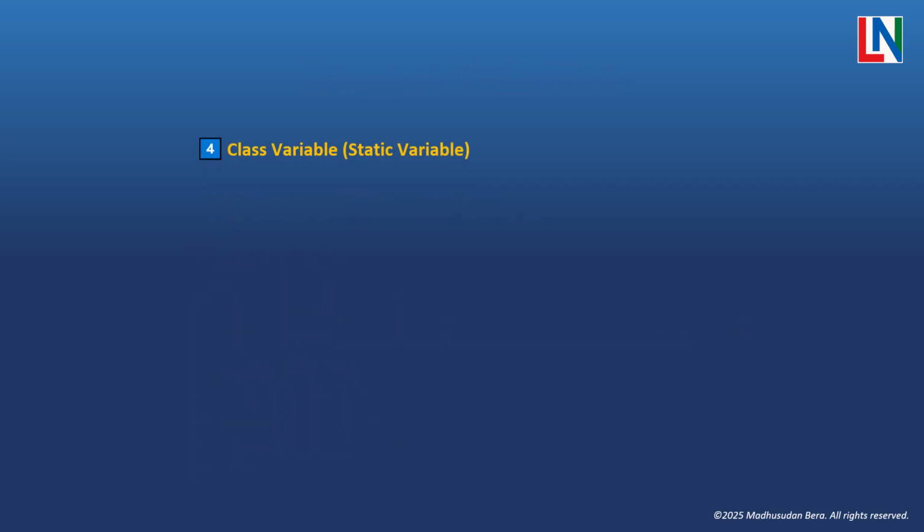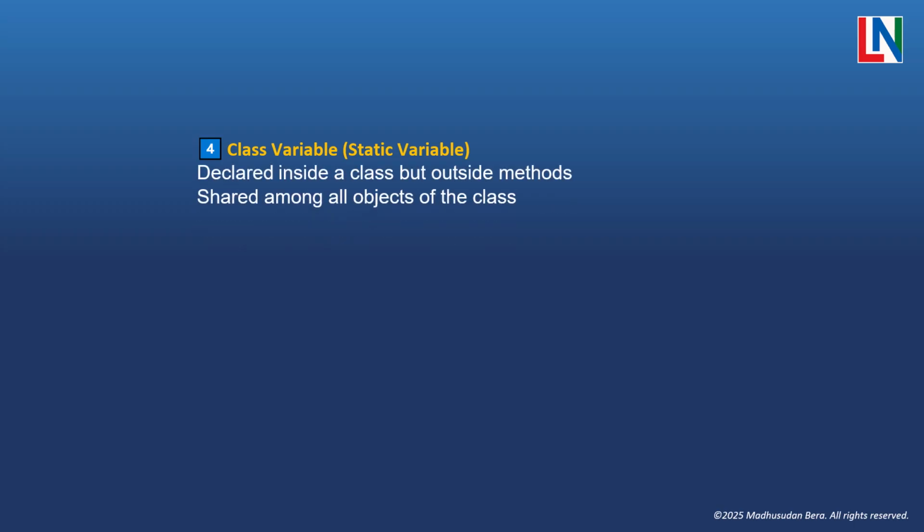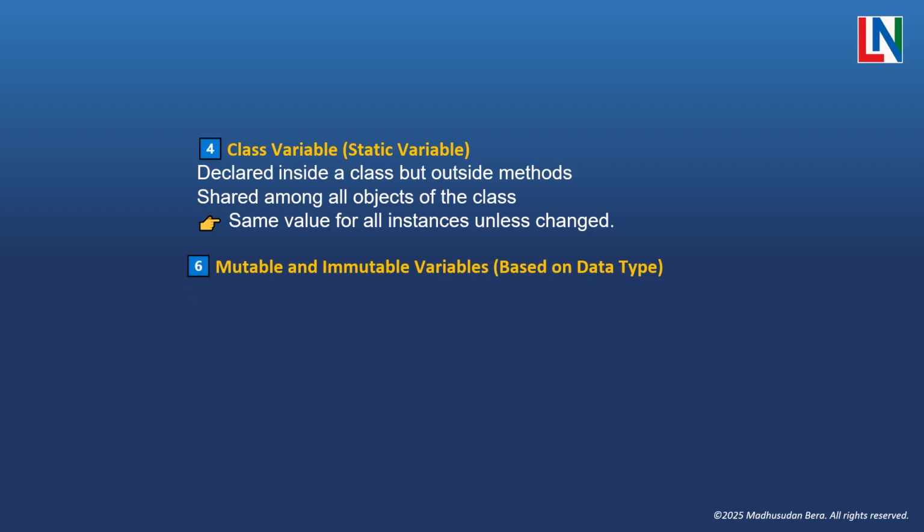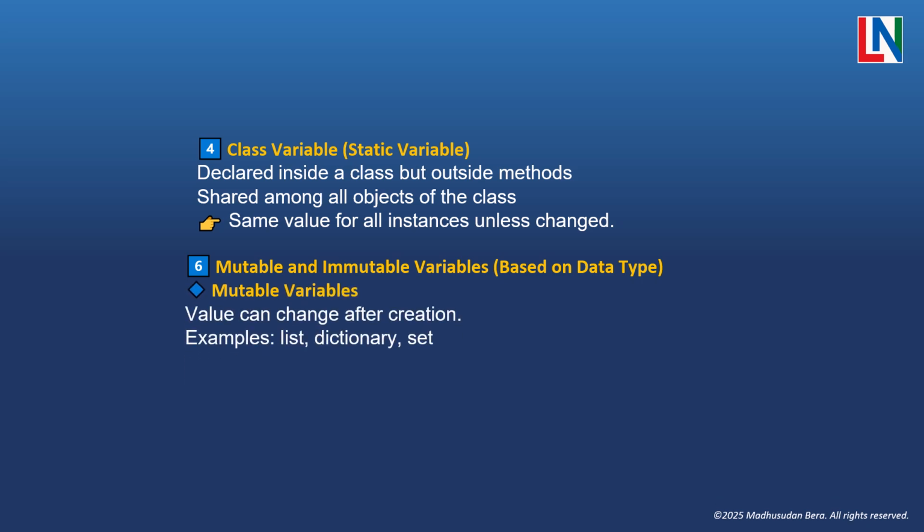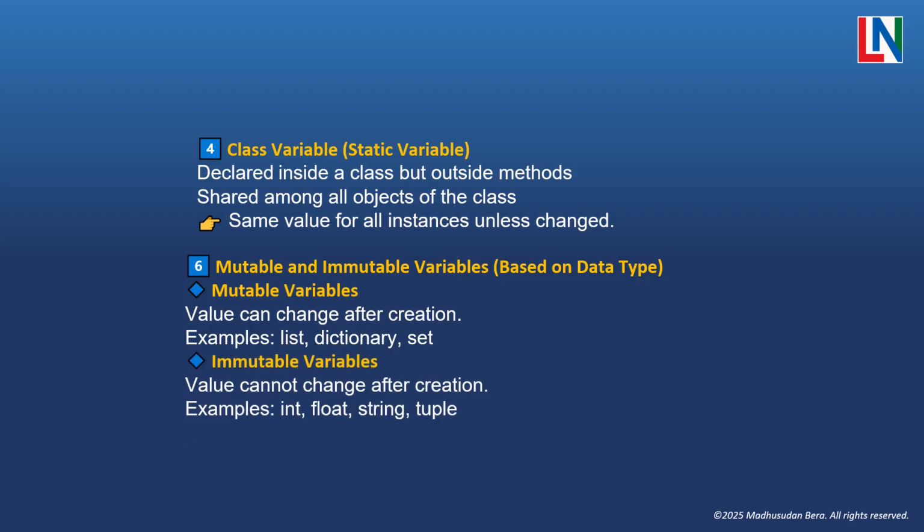Class variable or static variable, declared inside a class but outside methods, shared among all objects of the class, same value for all instances unless changed. Mutable and immutable variables based on data types. Mutable variables, where value can change after creation, for example list, dictionary, set. Immutable variables, values cannot change after creation, example int, float, string and tuple type variables.